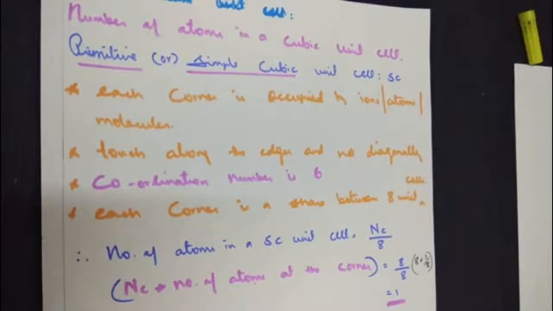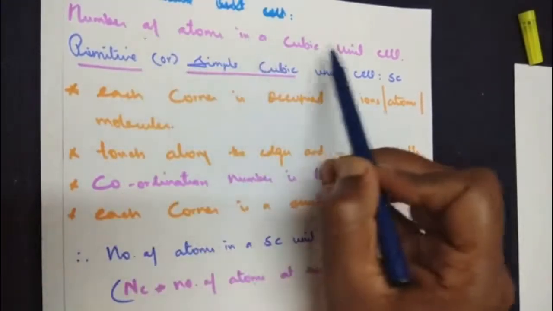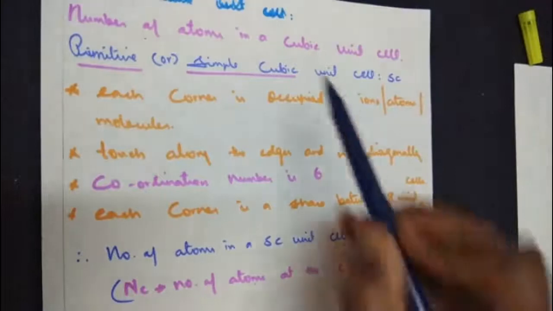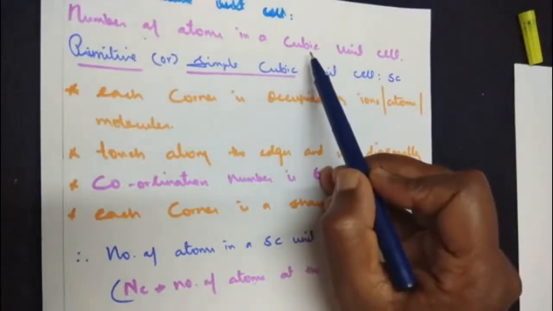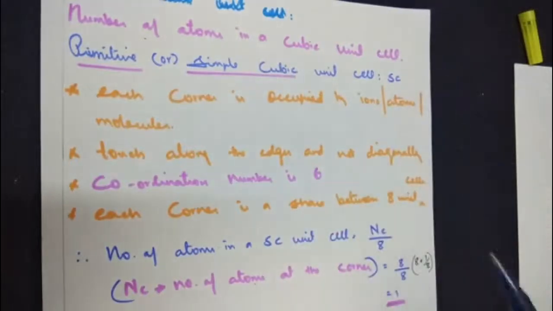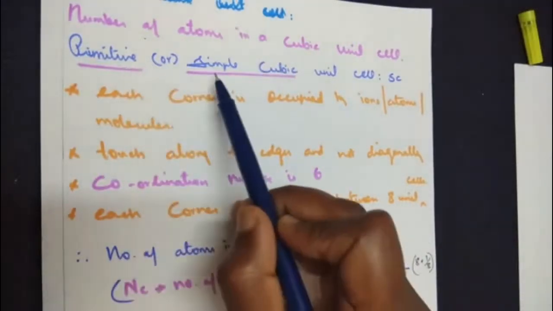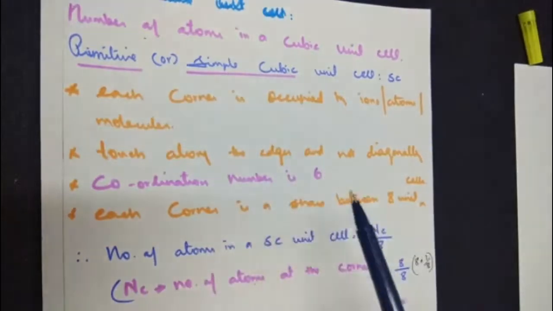Good wishes, dear students. In today's class, you will learn about calculating the number of atoms in a cubic unit cell. When we say cubic unit cell, it may be a primitive unit cell or a non-primitive unit cell. Another term for primitive unit cell is a simple cubic unit cell.